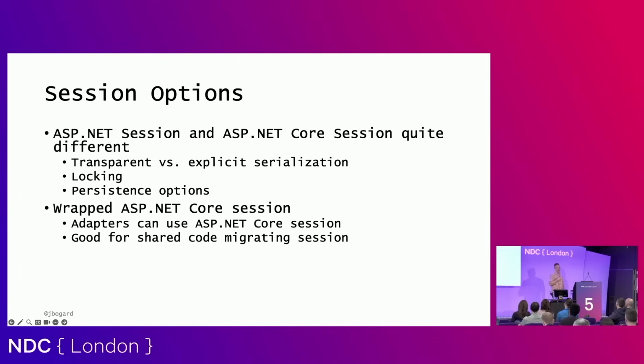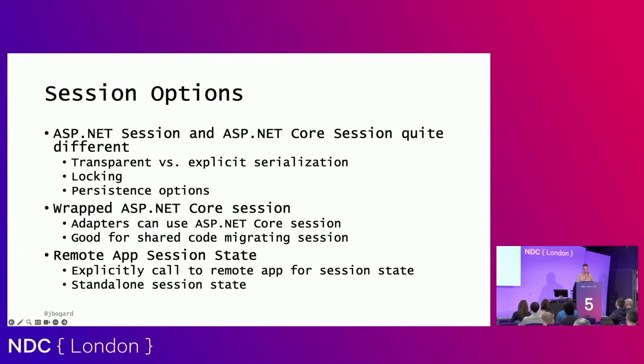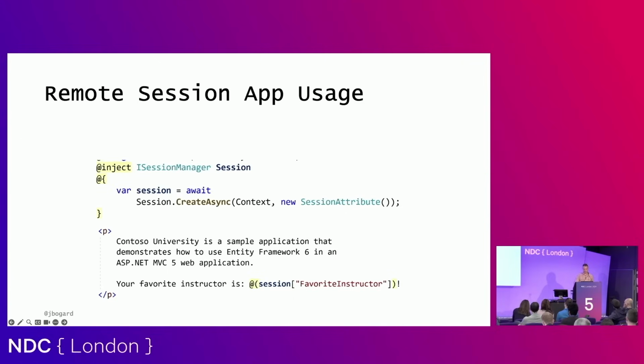Our session usage was typically in action filters and middleware. It wasn't just sprinkled throughout our code. So that kind of migration wasn't really that important to us. Or we explicitly call the remote app for session state with a second option. So this is one way of doing the session. There are a few different ways possible here. You have to opt into it though, to say these explicit controllers and actions should have this remote session state.